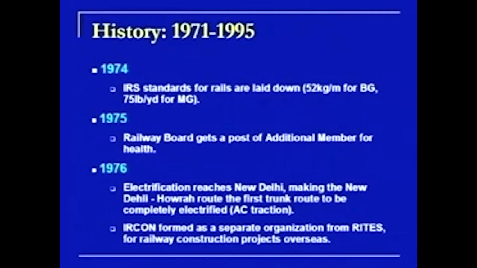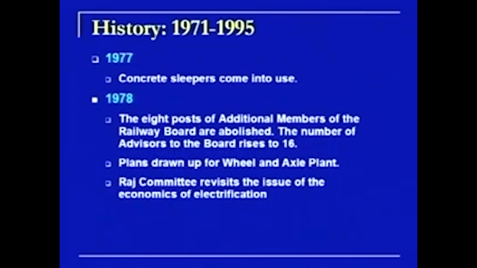IR's standards for rails were also laid down. They were related to 52 kg per meter rail sections of the broad gauge or 75 pounds per yard sections for the meter gauge. Railway boards again gets modified and gets a member in terms of health. Electrification reaches New Delhi, making the New Delhi Howrah route the first trunk route which was completely electrified. That was the year 1976. Concrete sleepers came into use from 1977 onwards, and nowadays still we are using the concrete sleepers. They have better qualities, as we will be looking at when we take up the sleepers in detail.